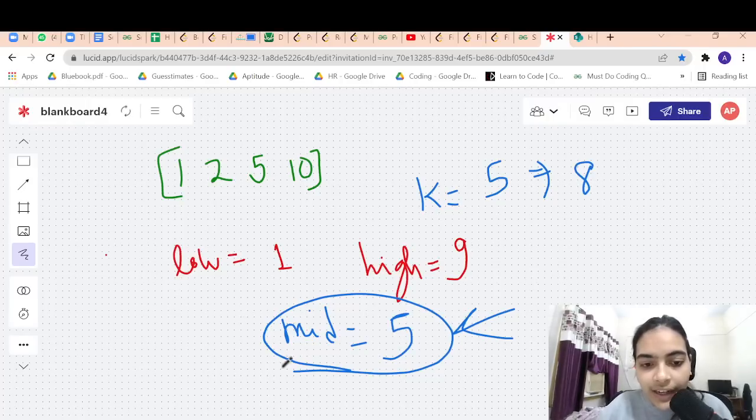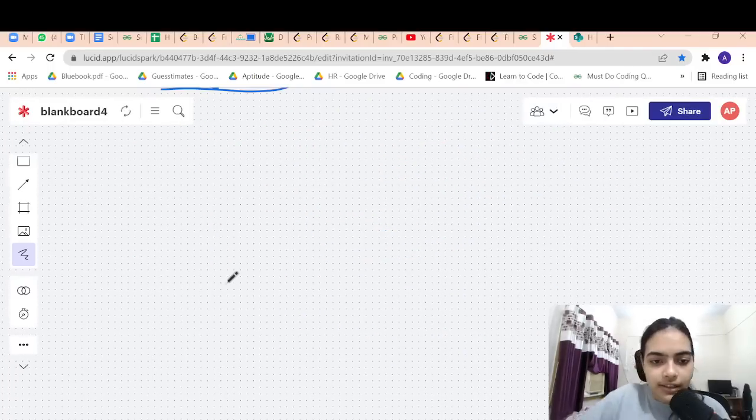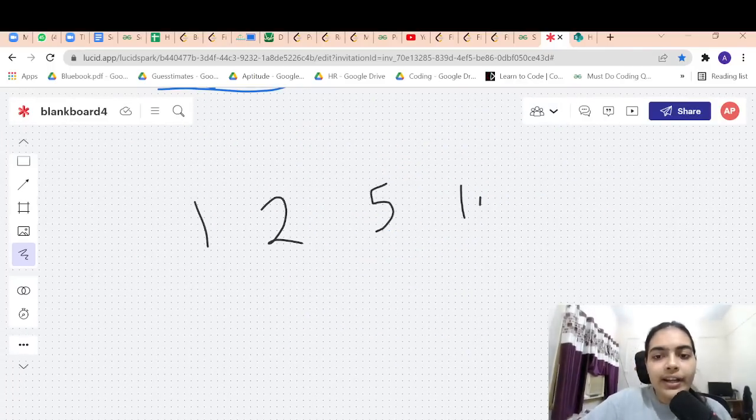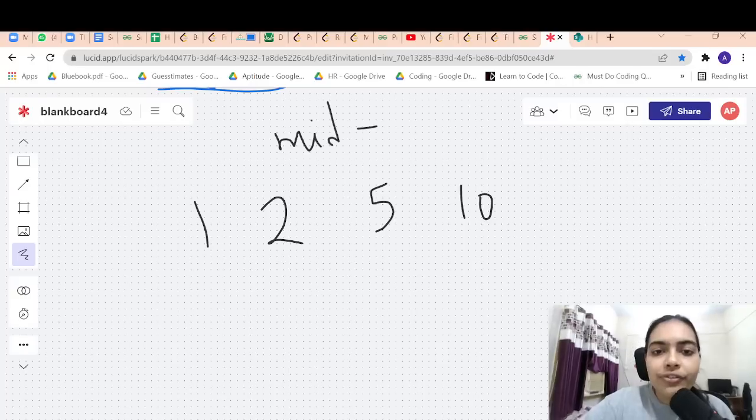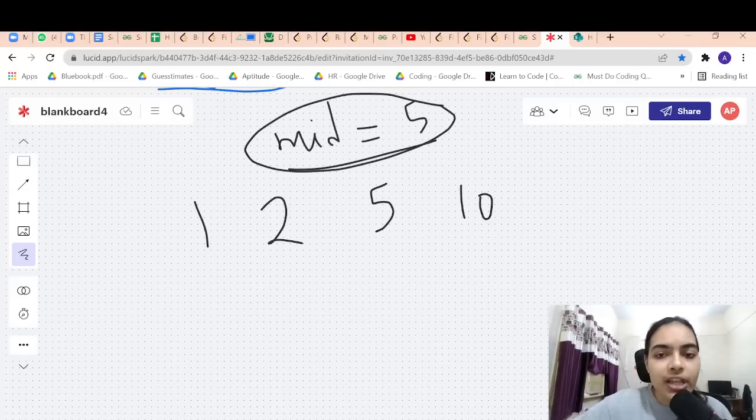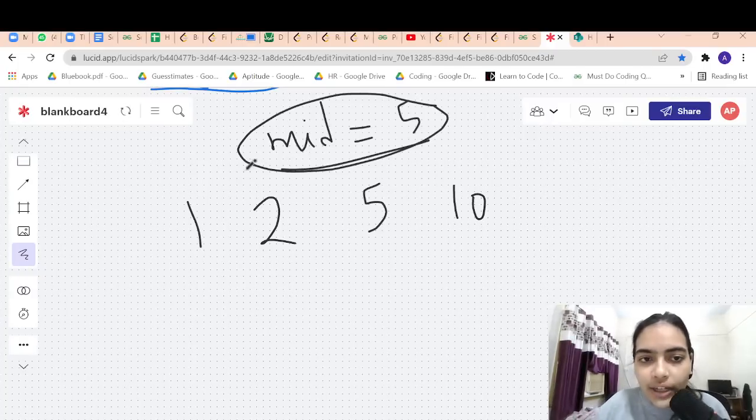So let's do one thing. Let's calculate how many absolute difference pairs I can get which are less than 5. How do we calculate that? See what I'm doing. I have 1, 2, 5, 10. I'm trying to check if 5 is a possible answer. So what I will do, I will try to calculate. How will I calculate? So let me take pairs. Let's say this is I and this is J.